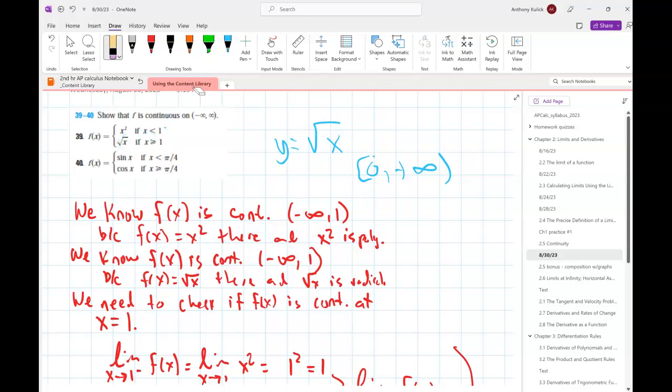Yes. So those transition points have to be checked individually. You can't just theorem your way past them. Does that feel okay? Yeah.